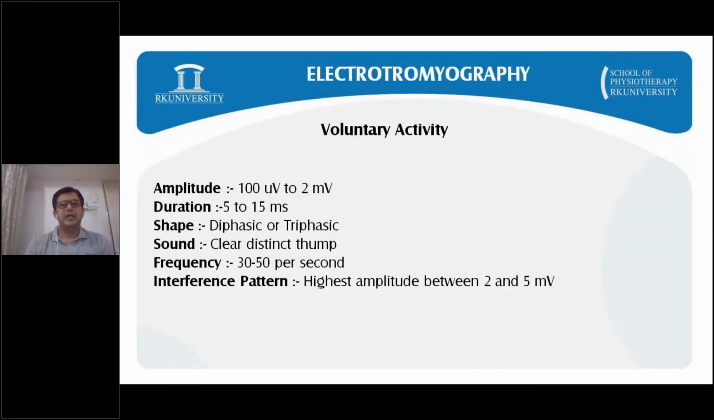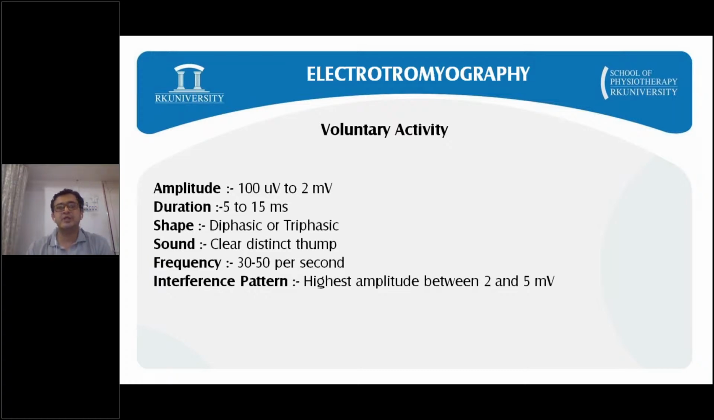Now about the voluntary activity. Voluntary activity wise, we have various parameters. First is amplitude, which is the vertical parameter. Then duration, which is the horizontal parameter. Frequency means how many times the potential is generated. It will also have consideration of shape. Shape means whether it is biphasic or triphasic, whether it is having two phases or three phases. And there will be sound also. The sound here will be a clear distinct thump type of sound. Clear distinct thump means if something is falling from a height, whatever sound occurs at that time will be known as a clear distinct thump type of sound.